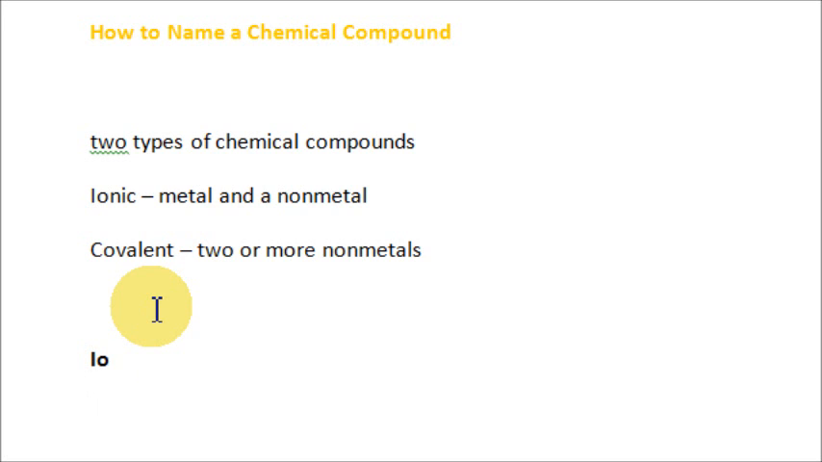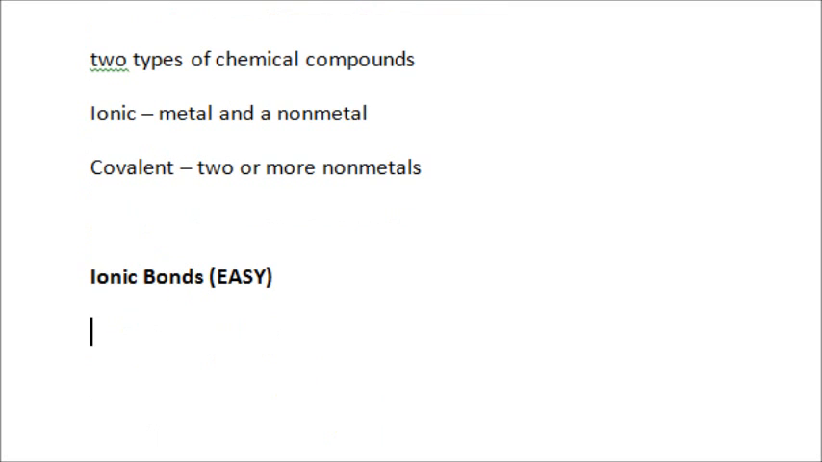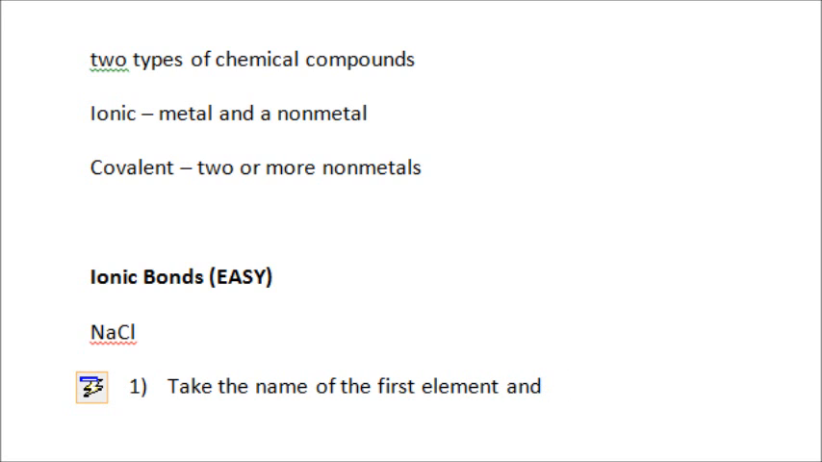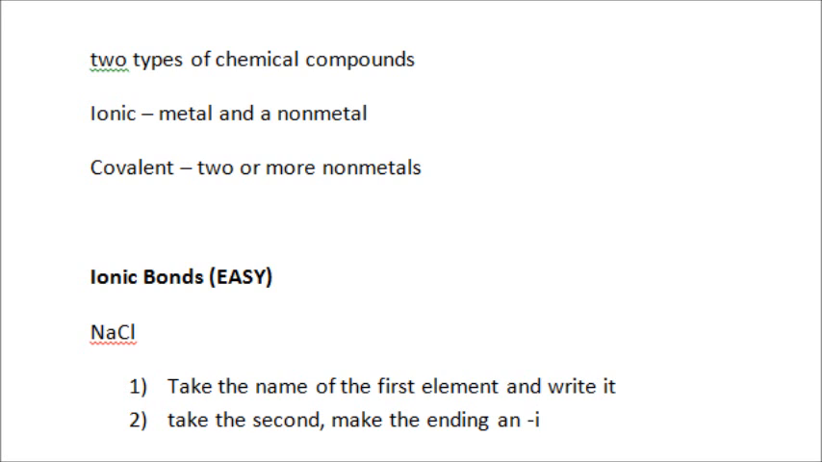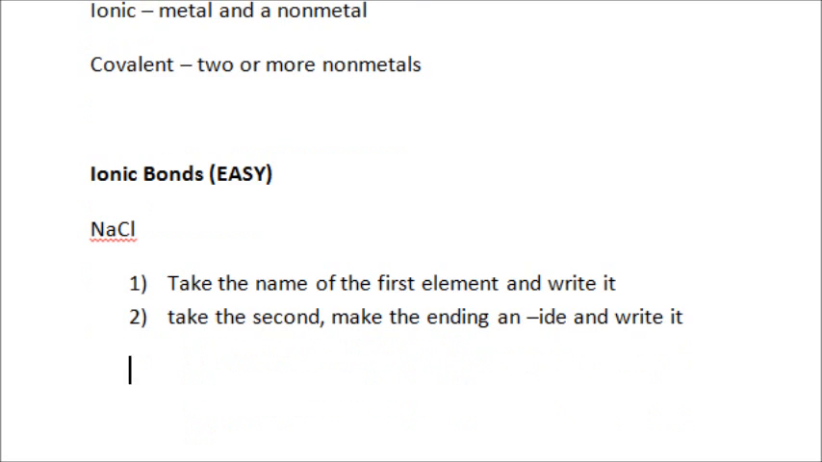First, we'll do the ionic bonds, which are very easy. To name an ionic compound, such as sodium and chlorine, NaCl, there are two steps. One, you take the name of the first element and write it. Two, take the second, make the ending "ide" and write it. That is seriously how simple it is.